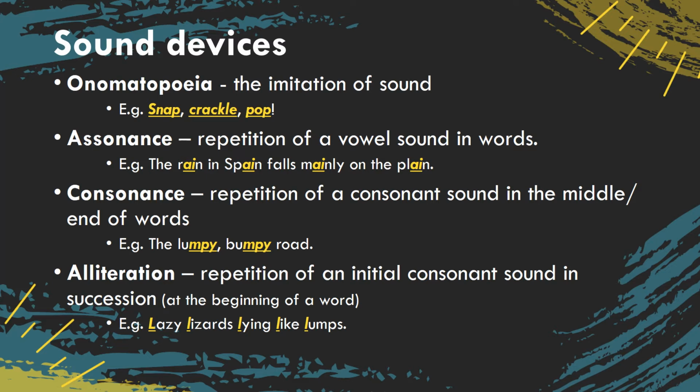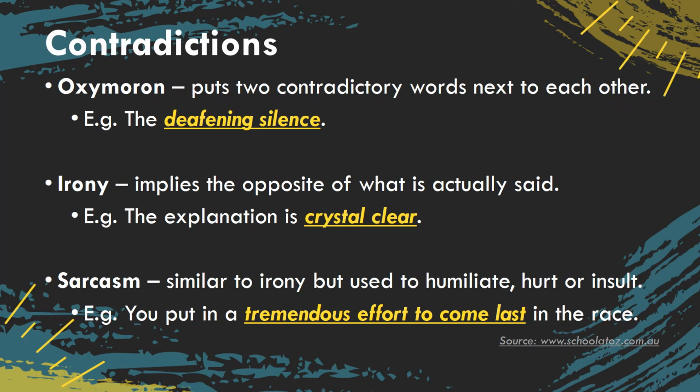Alliteration is the repetition of an initial consonant sound in succession at the beginning of the word. For example, lazy lizards lying like lumps. Contradictions. Oxymoron puts 2 contradictory words next to each other. For example, the deafening silence.